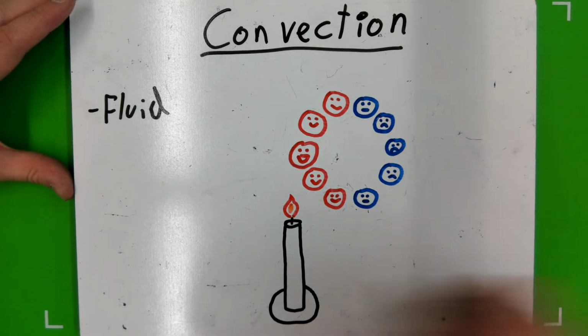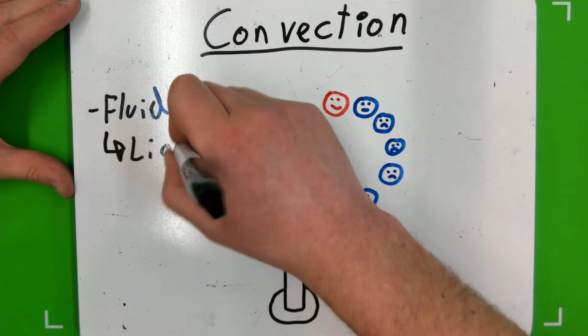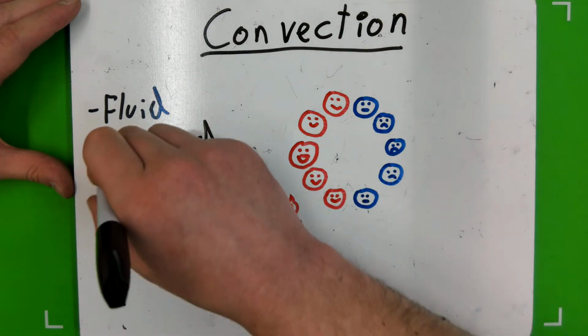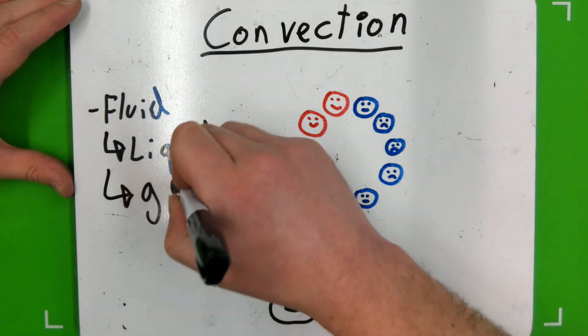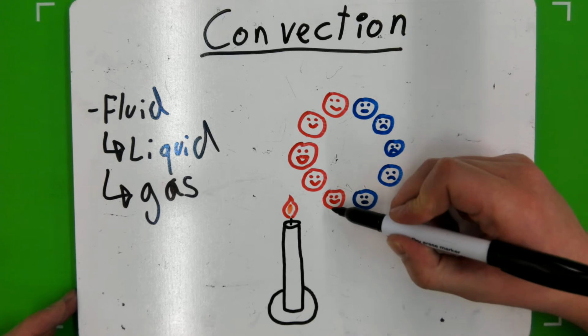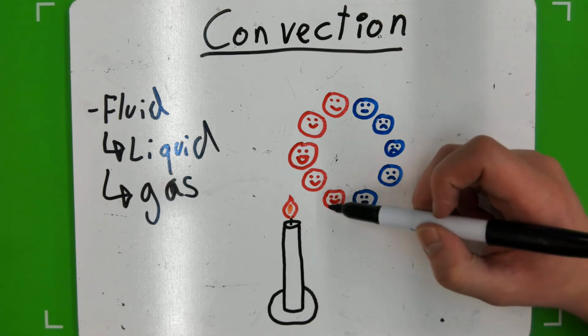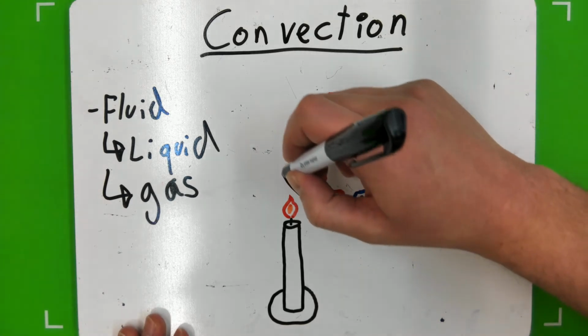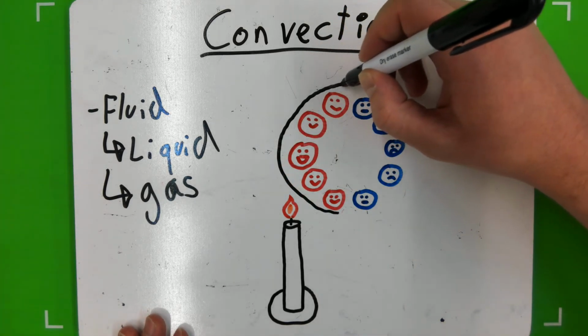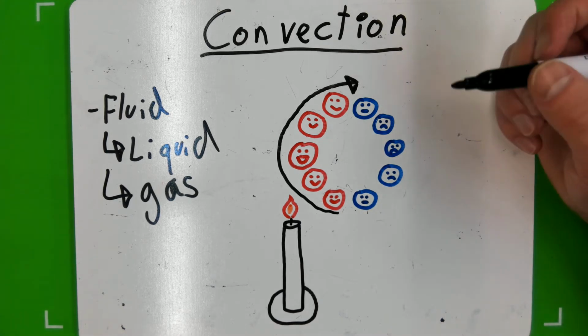There are actually two kinds of fluids. The first one, I'm sure you know, is a liquid, which is considered a fluid, but a gas is also considered a fluid because the particles can move around more freely. As particles get close to a heat source, they expand and they start to rise. And as they rise, they get further away from the heat source and they get cooled down.